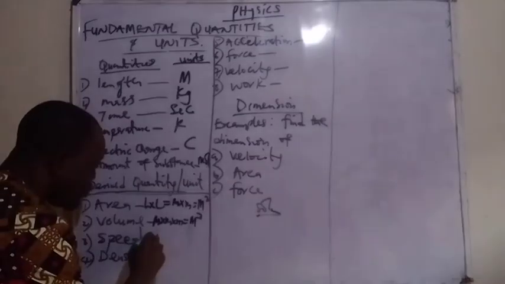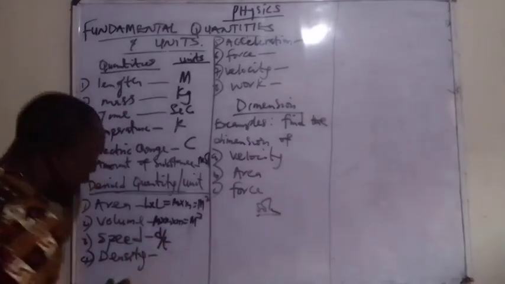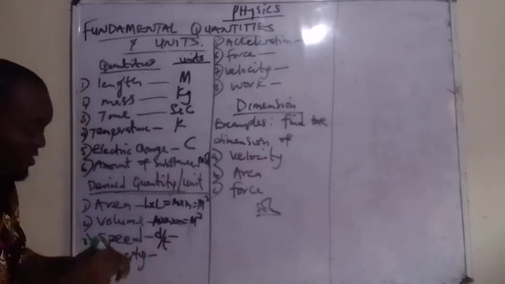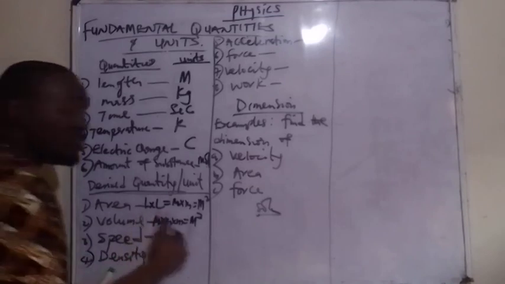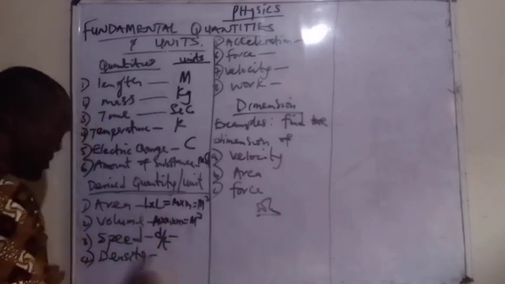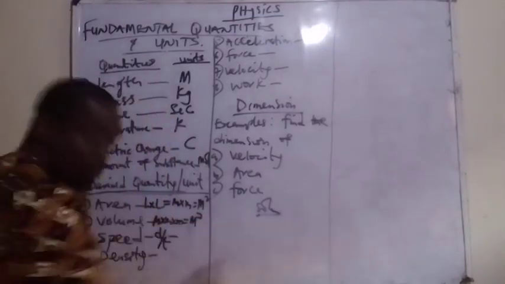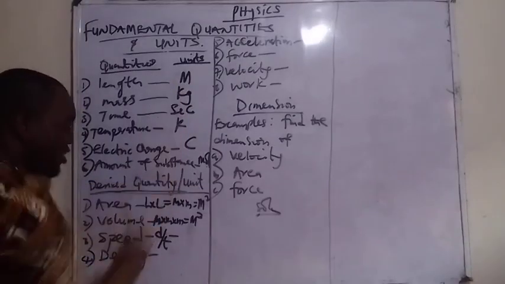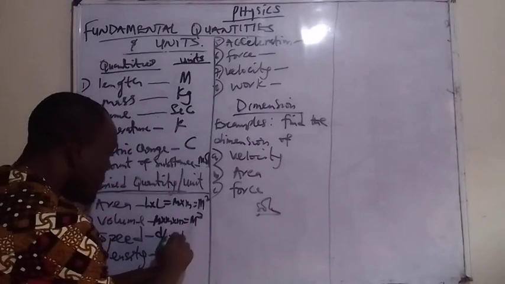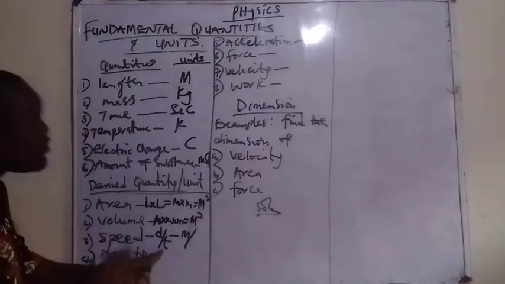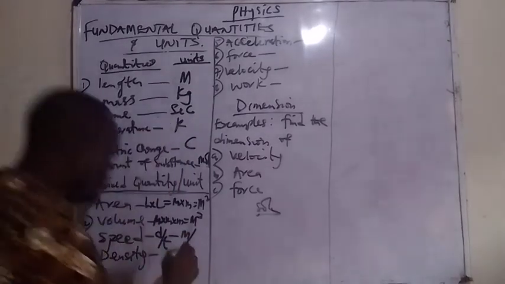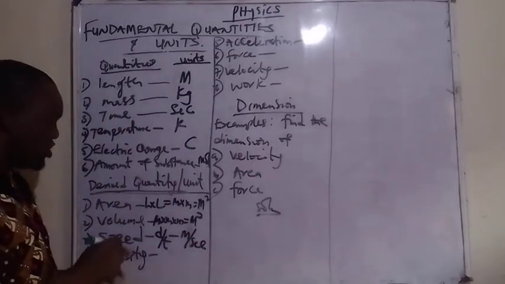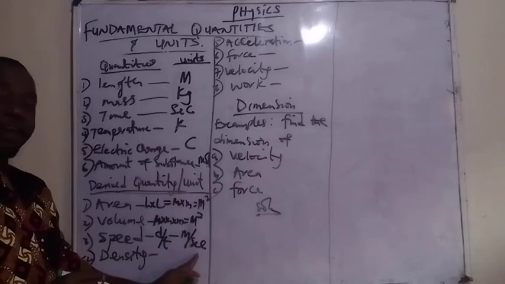Speed is what? Displacement over what? Time. If I want to get the unit of speed now, displacement is more like distance. If you are measuring from here to here, it is a distance. And when you are measuring, what unit will you use? You are definitely going to be using meter. So we'll now have meter. What's the unit for time here? The unit for time here is seconds. So we have meter per second. So the unit of speed now is meter per second.